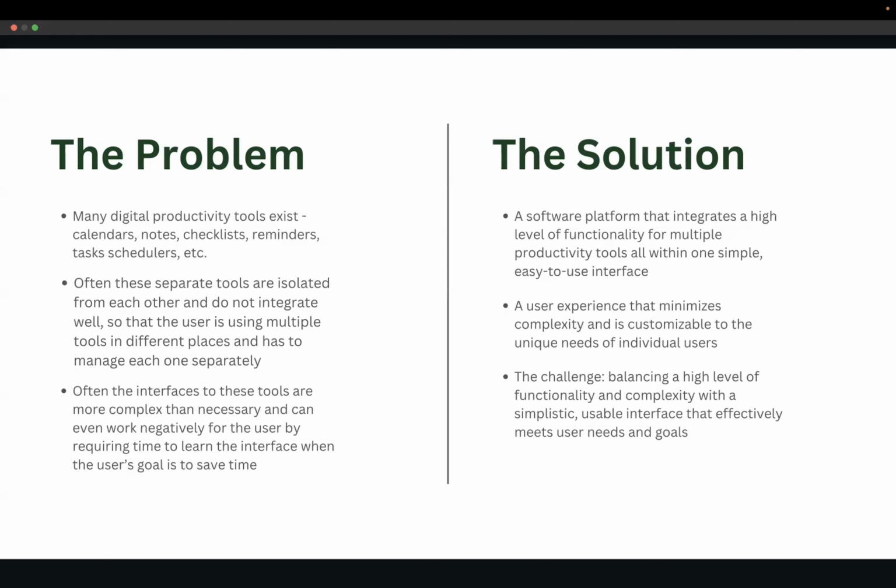So the solution identified to this problem is, to give it a definition here, a software platform that integrates a high level of functionality for multiple productivity tools, all within one simple, easy to use interface. So the goal is a user experience that minimizes complexity and is customizable to the unique needs of individual users. And the challenge here is to balance the high level of functionality and complexity with having so many productivity tools within one interface, balancing that with a simplistic, usable interface that effectively meets user needs and goals.